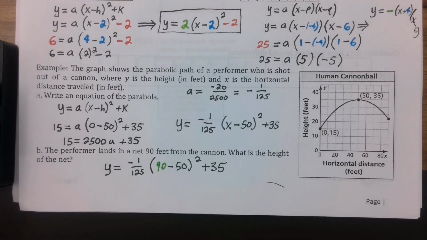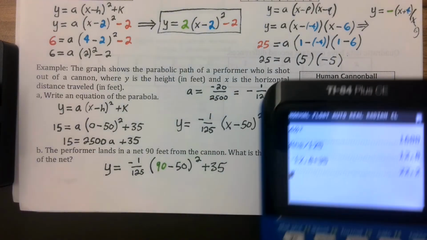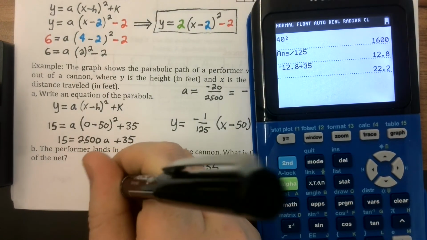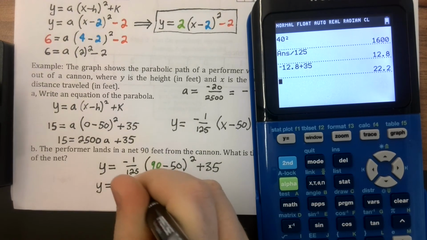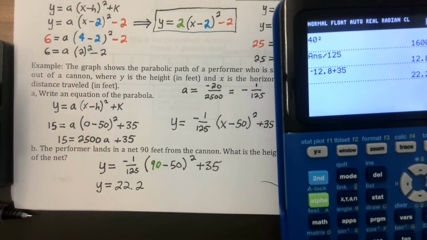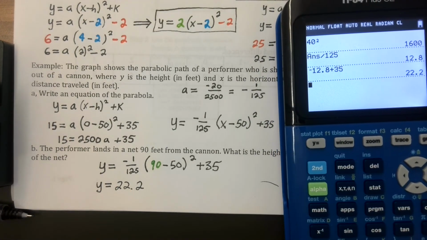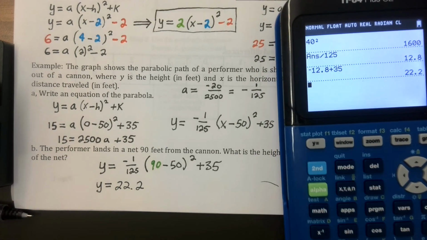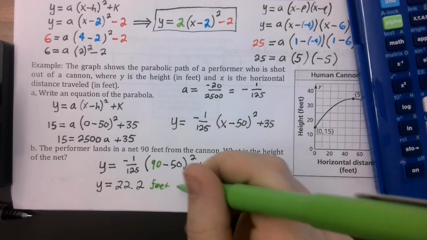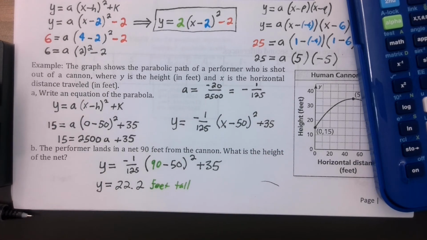So, we should have gotten the following. We should have gotten, whoops, sorry, I did that incorrectly. We should have gotten something like 22.2. Our y value equals 22.2. But anytime you're dealing with a word problem, you should write the units as well. In this case, our units are feet. So 22.2 feet tall. That's how high the net is.